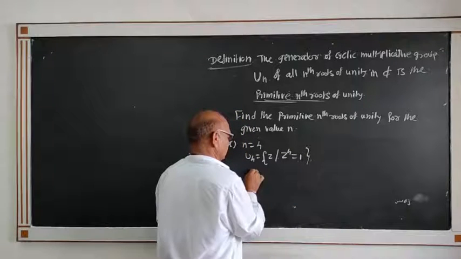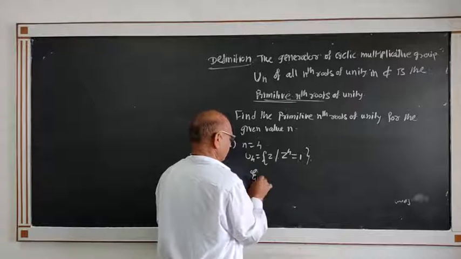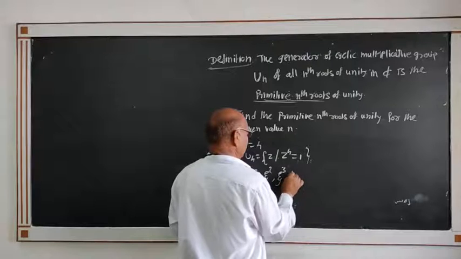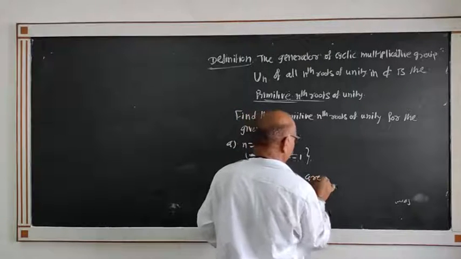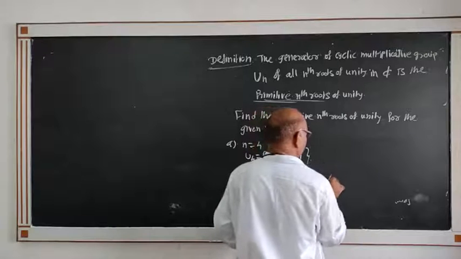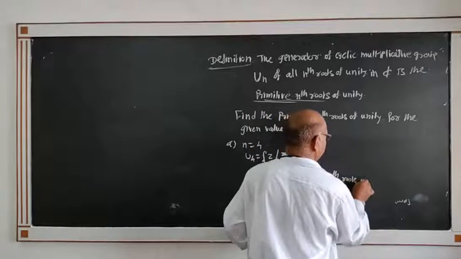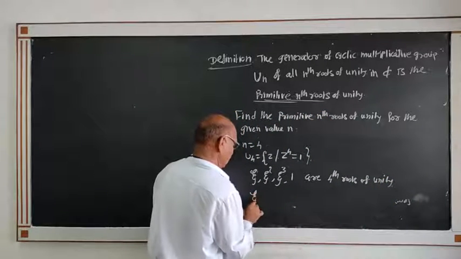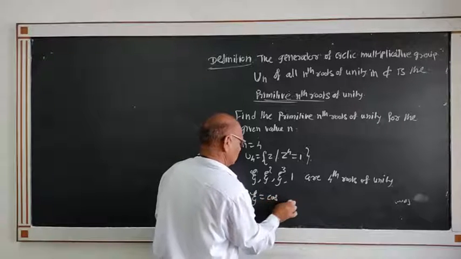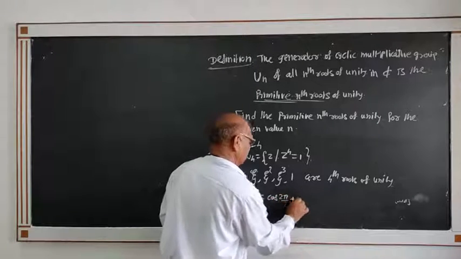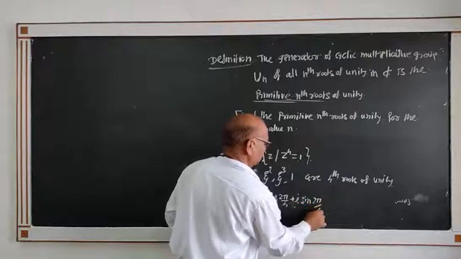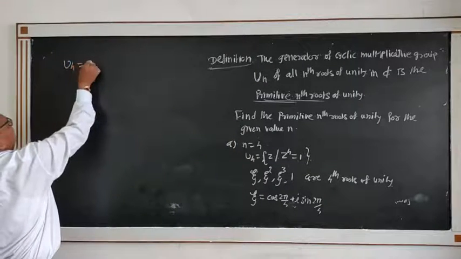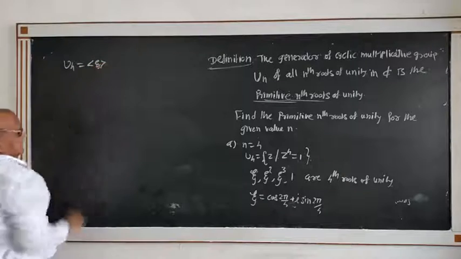Here, xi, xi squared, xi cube and 1 are the fourth roots of unity. Here xi is equal to cos of 2 pi by 4 plus i sin 2 pi by 4. Here U4 is generated by xi.